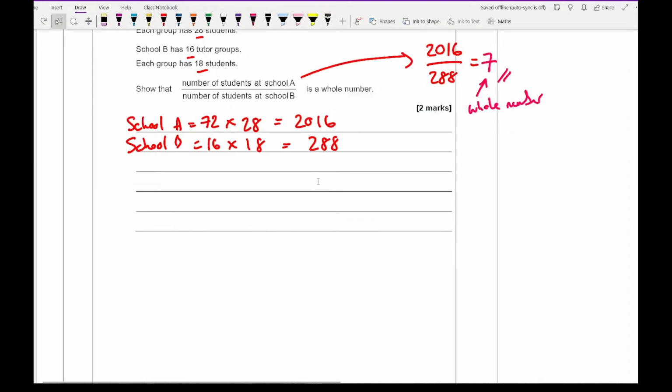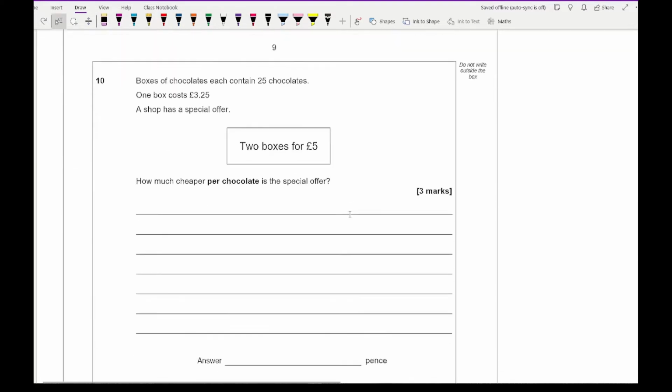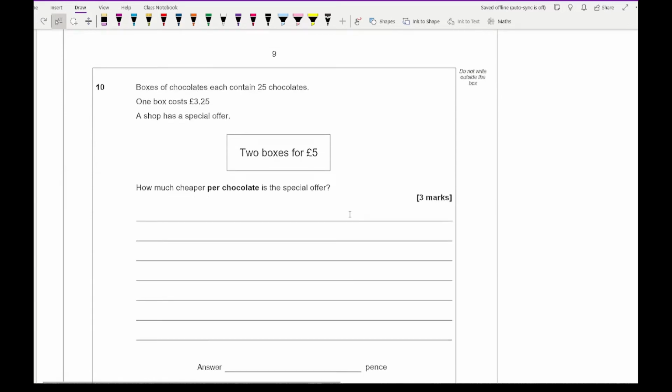There we go. Moving on to question 10, it says boxes of chocolates each contain 25 chocolates. 1 box costs £3.25. A shop has a special offer, 2 boxes equals £5. How much cheaper per chocolate is this special offer? So for this, let's have a look at this.